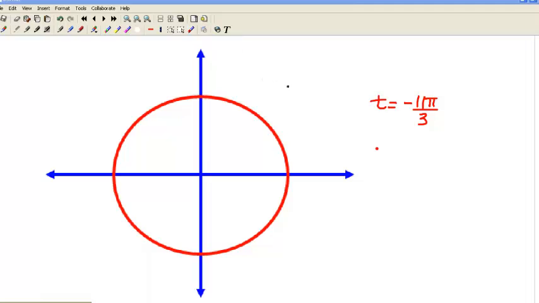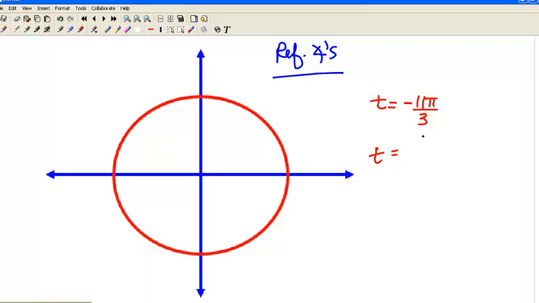Let's continue on with some more examples about reference angles. So if t is negative 11 pi over 3, certainly you can start counting by thirds, if you want. 1 pi over 3, 2 pi over 3, 3 pi over 3, and so on in the clockwise direction.